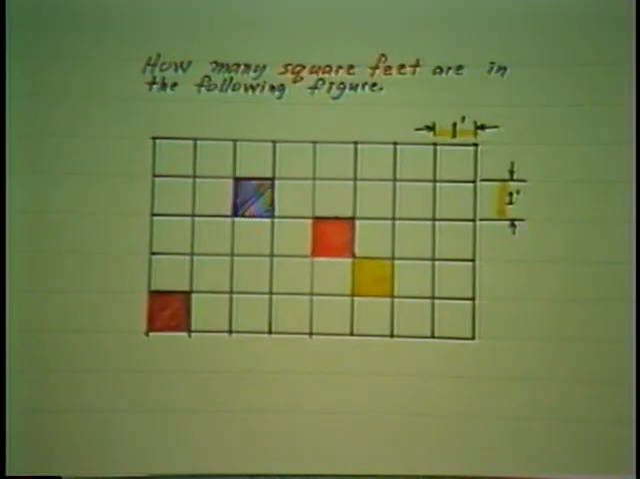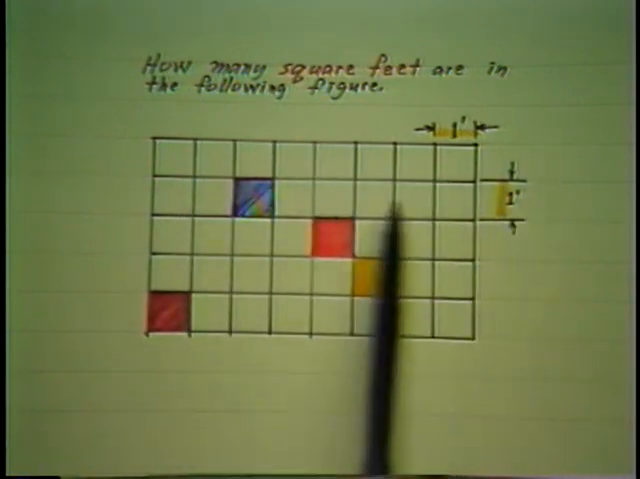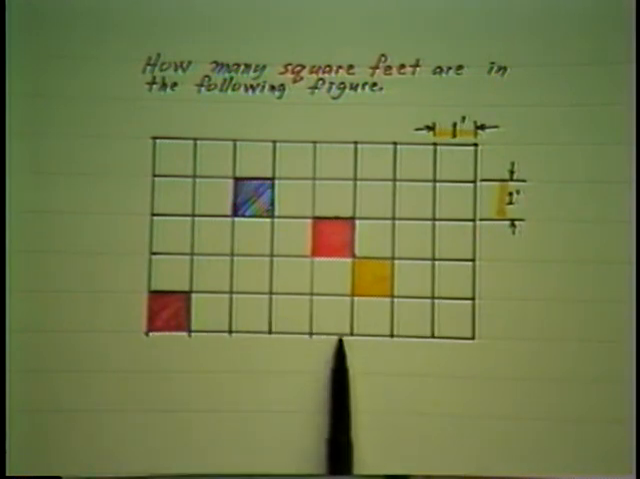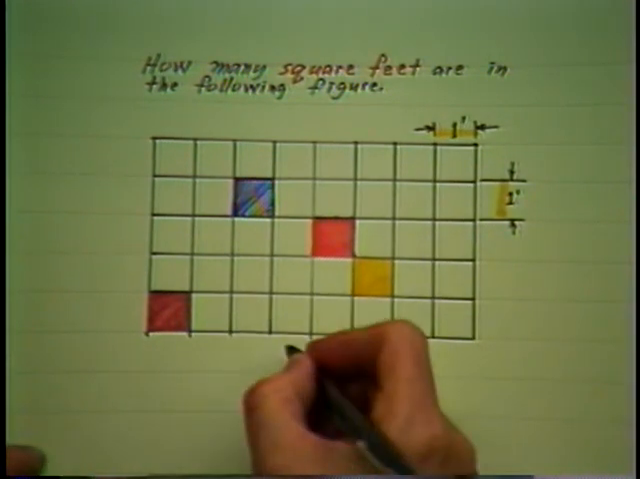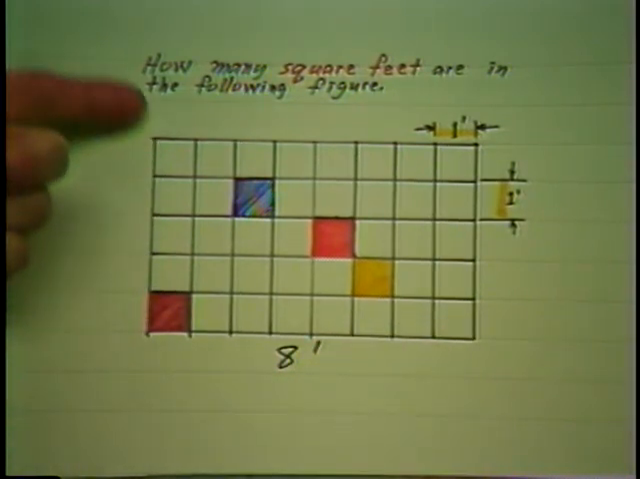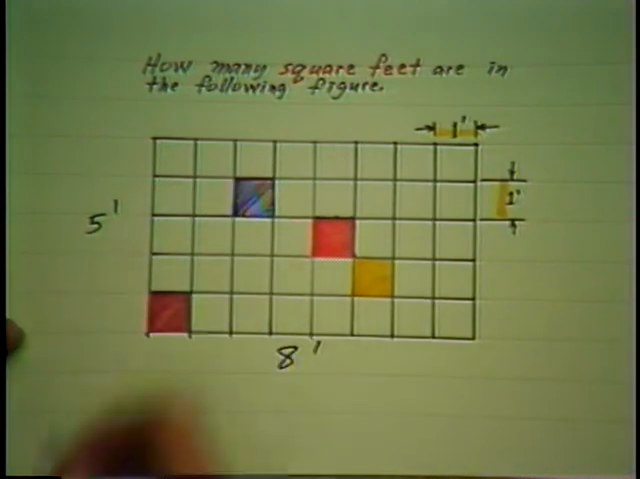Let's say we have a small tile floor using 1 foot squares, and we'd like to know how many of those 1 foot squares we need in the entire tile floor. Well, we could just count them, but it'd be faster to count those on an edge, their lengths. So it'd be 1, 2, 3, 4, 5, 6, 7, 8. So the base is 8 feet long, and the height is 5 feet long.